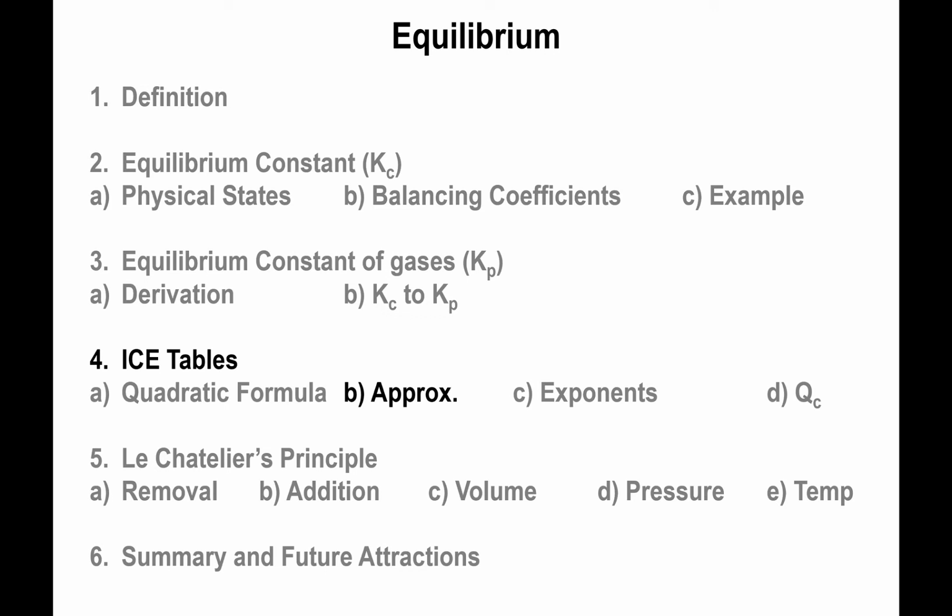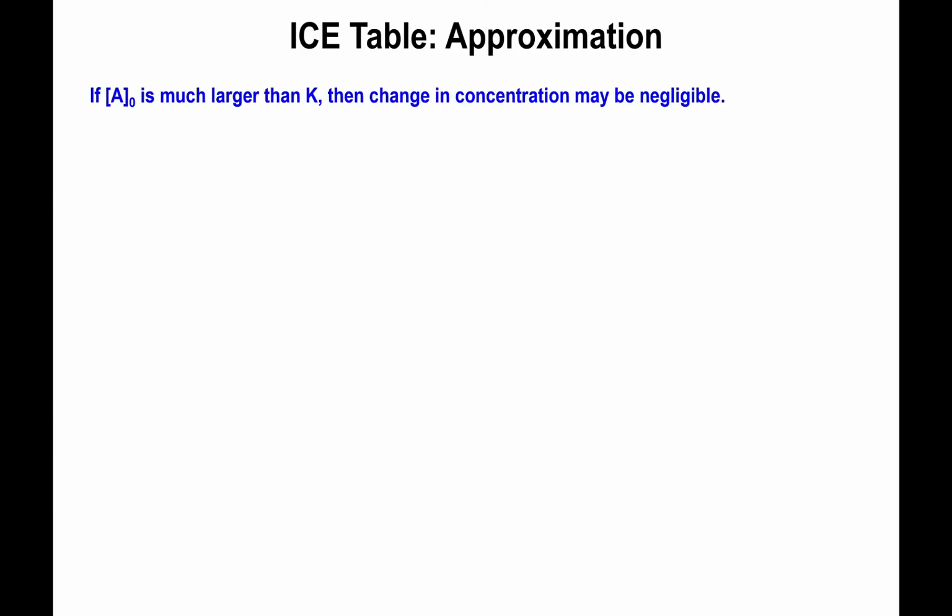So let's do some approximations. Sometimes you might be able to get rid of some of the plus or minus x's that appear in your ICE table. And this happens if the initial concentration of some of the species is much larger than the value of K itself.